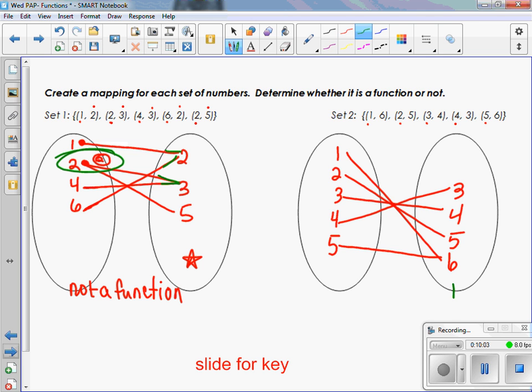Now remember, we said it was okay for these to have more than one arrow. But it was not okay for these. So is there only one arrow coming out of each and every one of these? Yes. So this is a function. Because again, the definition of a function is a relationship in which each domain only has one y, one range. It doesn't say anything about the ranges only having one.